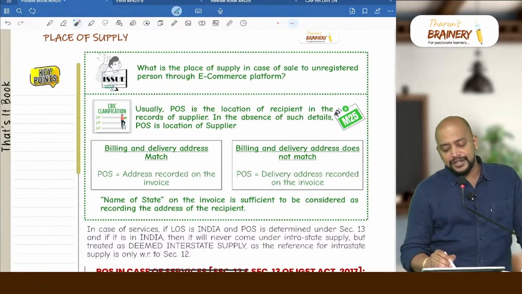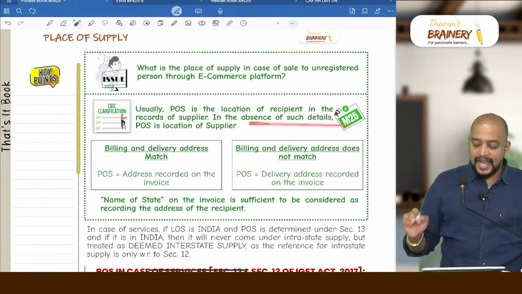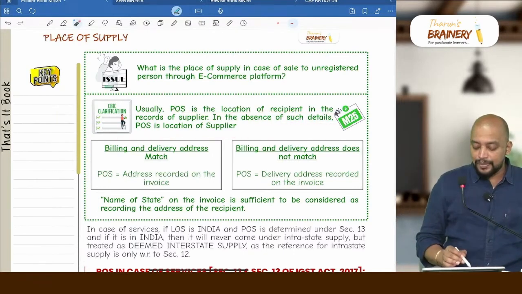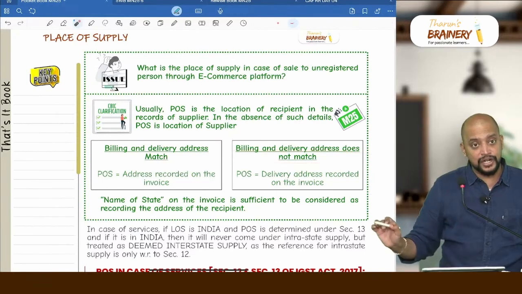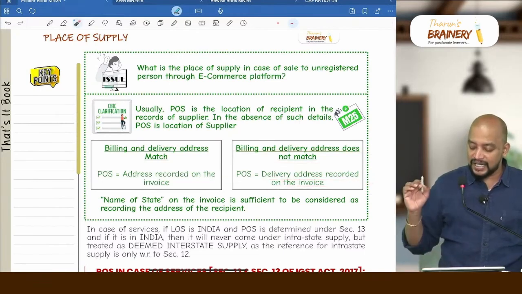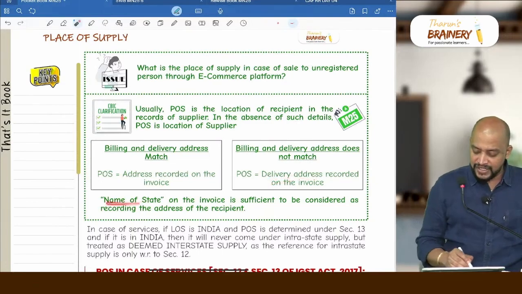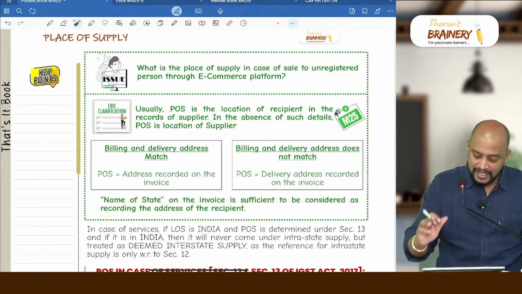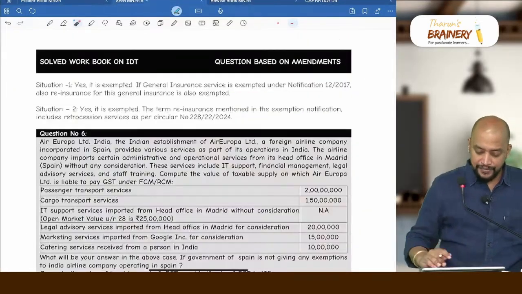So usually place of supply is the location of recipient in the records of supplier. In the absence of such details, place of supply is the location of supplier. If the billing and delivery address match, place of supply will be the address recorded in the invoice. If the billing and delivery address do not match, place of supply will be the delivery address recorded on the invoice. Okay, delivery address. Name of the state on the invoice is sufficient to be considered as recording the address of the recipient.